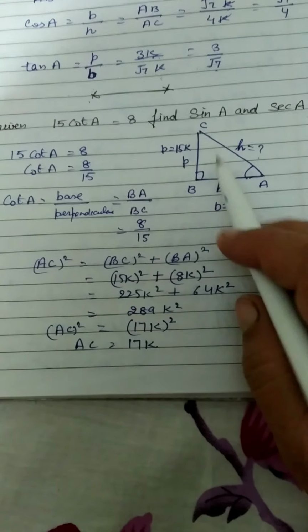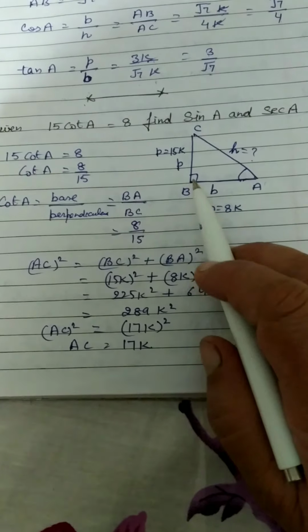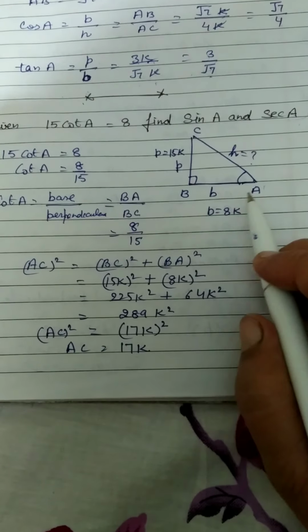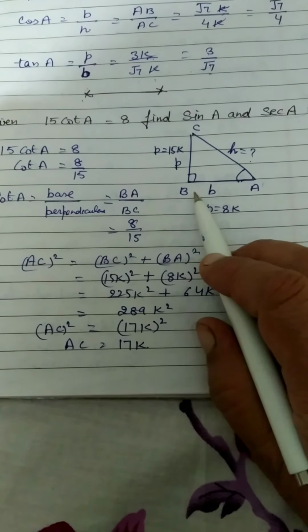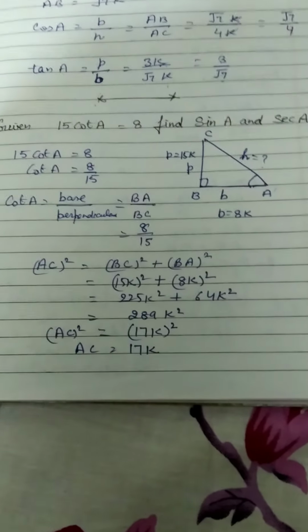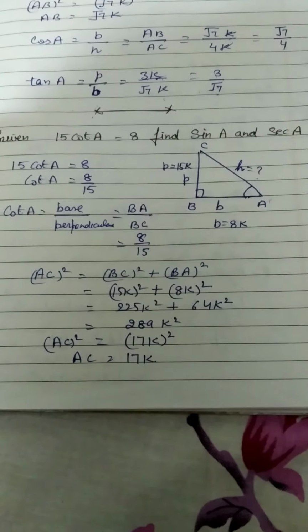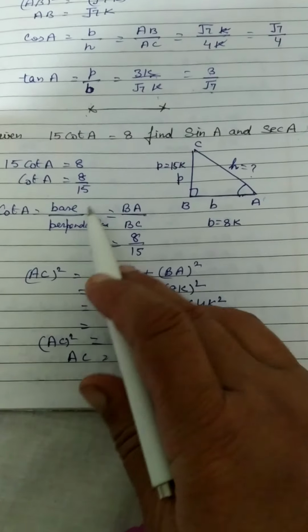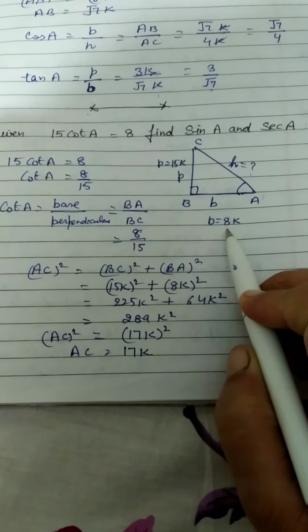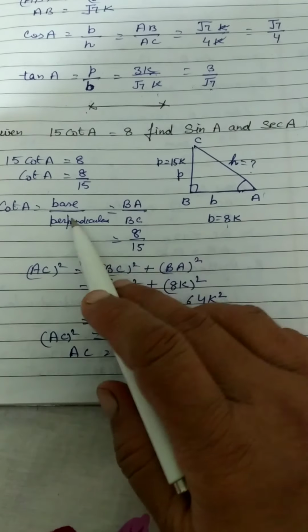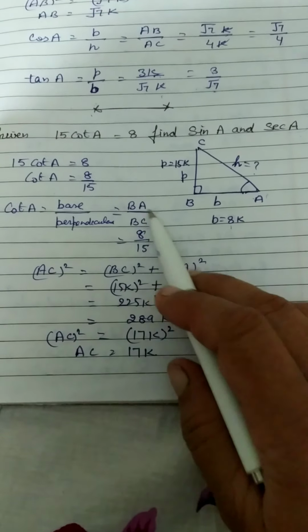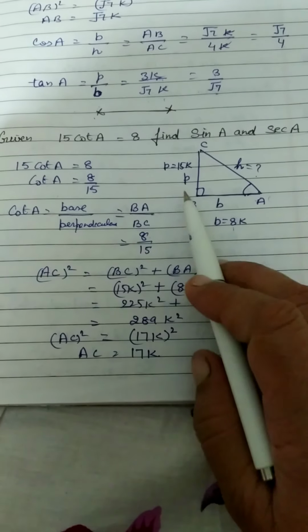For this we will draw a right angled triangle ABC, right angled at B. Base is AB, perpendicular is BC and hypotenuse is AC, because the base angle is A. Then cot A is base upon perpendicular. Base is 8k, perpendicular is 15k. Base is BA and perpendicular is BC, meaning BA by BC is equal to 8 upon 15.